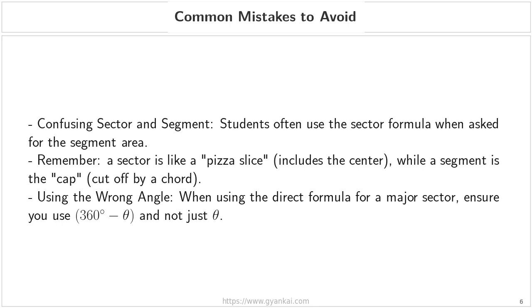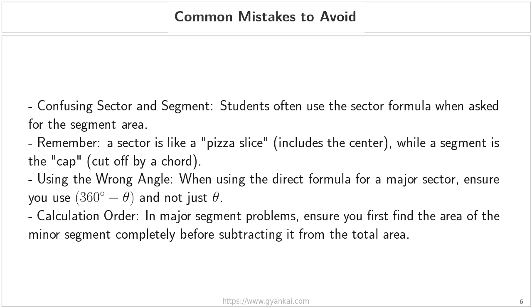Second, be careful with your angles. As we discussed in the previous slides, when you are calculating a major sector directly, you cannot simply use the original angle theta. You must use 360 degrees minus theta. If you forget to subtract the minor angle from 360, you will end up calculating the minor region instead of the major one.